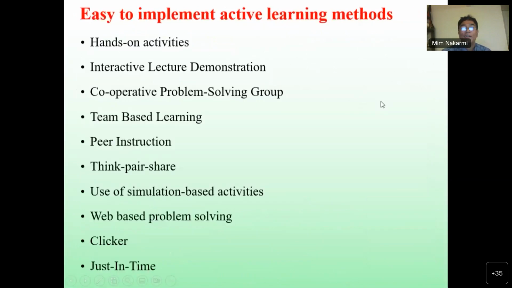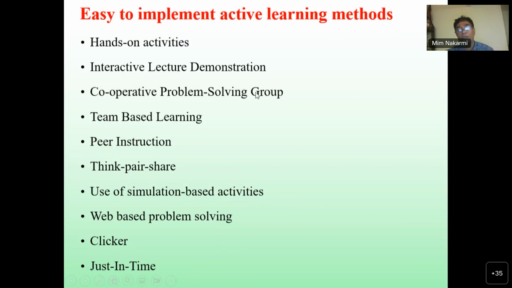All right, I think I'm almost done. So as I said, we can implement active learning methods in this environment. Whichever active learning methods you like to implement, for example, hands-on activities, interactive lecture demonstration. Simply demonstration is not an active learning method. It has to be interactive. So I will give you one example at the end.